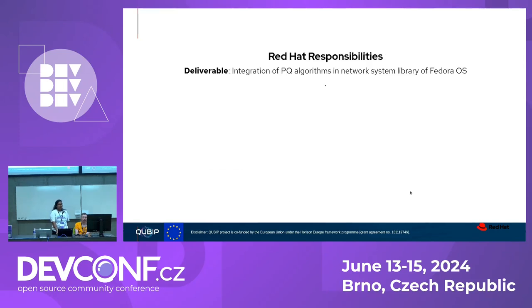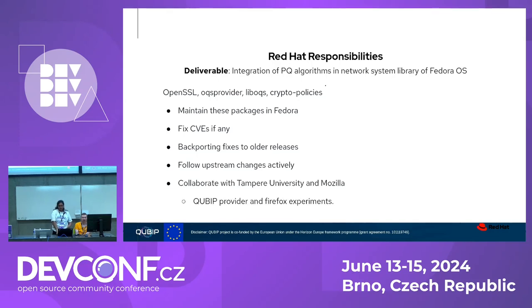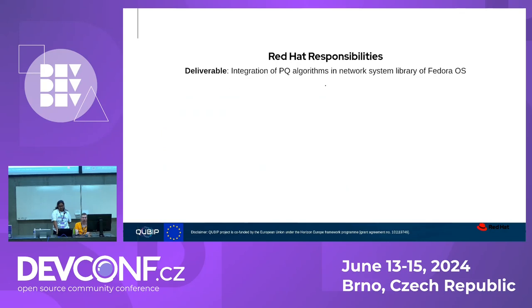Okay. So coming back to what Red Hat's practical responsibilities are for the project, the deliverable itself is to integrate PQ algorithms in Fedora OS. These are the four components: OpenSSL, OQS provider, LibOQS, and crypto policies, as mentioned before. So we have to maintain these packages, fix any CVEs if applicable, backport fixes to older releases of Fedora, follow upstream changes actively, and make new rebases. We also collaborate with Tampere University and Mozilla, use this QUBIP provider, and be a part of running the Firefox experiments. And of course, we are part of meetings and other things.